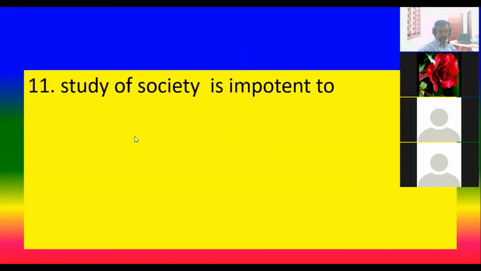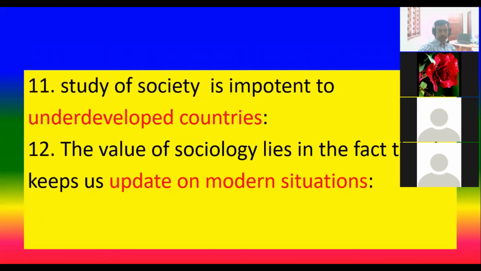Some more points are available here. 11th one, studying society is important to underdeveloped countries. Underdeveloped means, for example, poor countries. In African countries, for example, the main reason is that various institutions are not functioning well in those underdeveloped countries, mainly religious institutions as well as educational institutions.